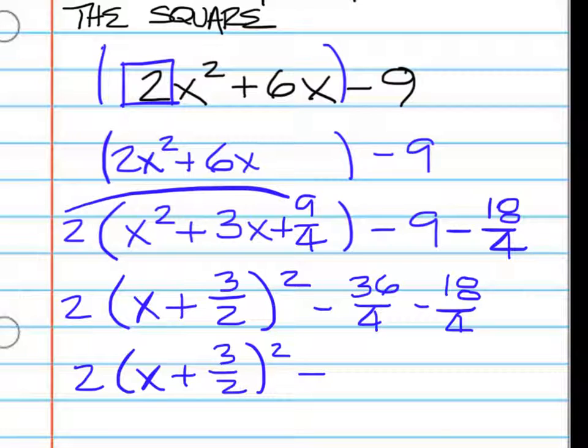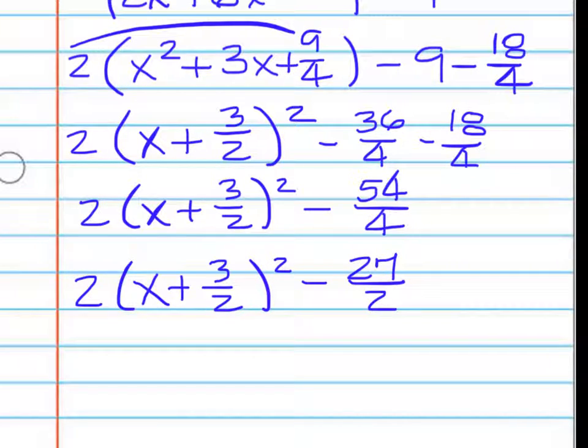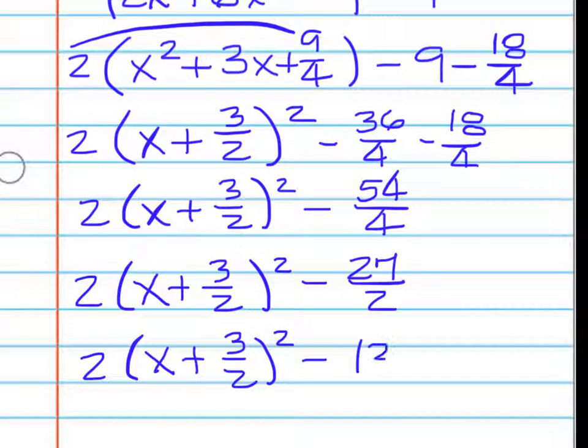Minus 36 minus 18 is minus 54. And I can reduce that, 54 over 4. If I divide them both by 2, I come up with 27 over 2. And if I wanted to put that as a mixed number, 2 goes into 27 13 times with 1 left over. So I'd have 13 and a half, minus 13 and a half on the outside.